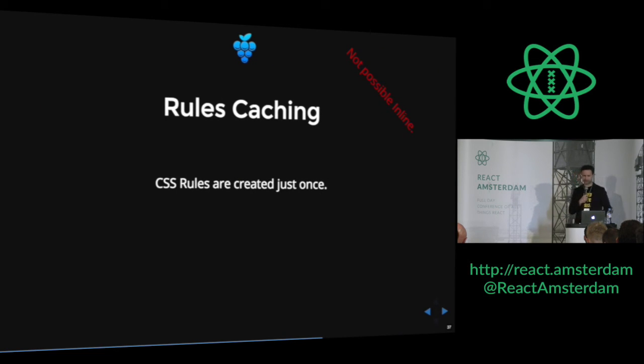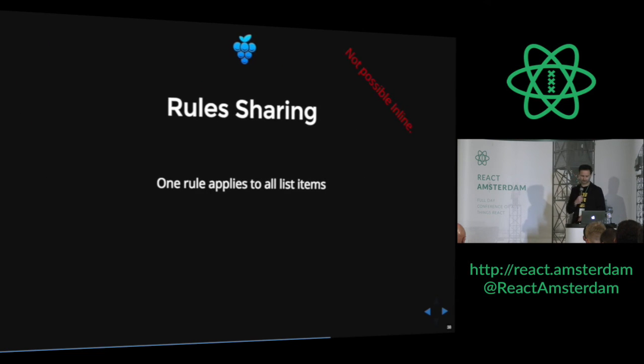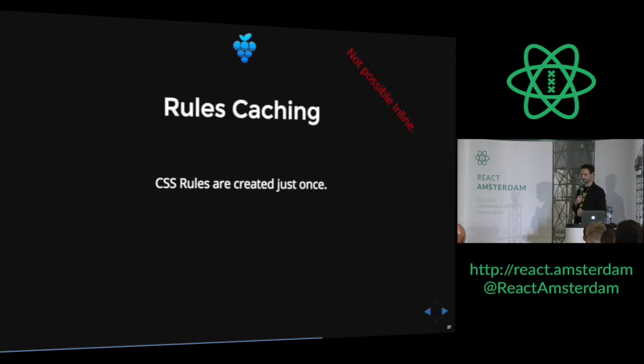We get rules caching for free. Basically, it's, again, pure CSS. It generates a rule just once, and it can be used during the entire application lifecycle on any nodes. You cannot do this with inline styles. You need to apply inline styles to every node every time it renders.